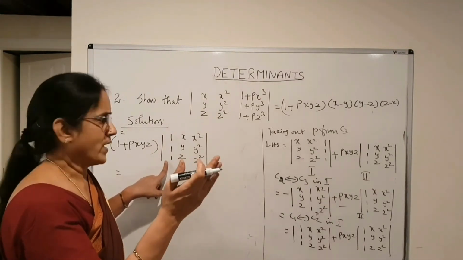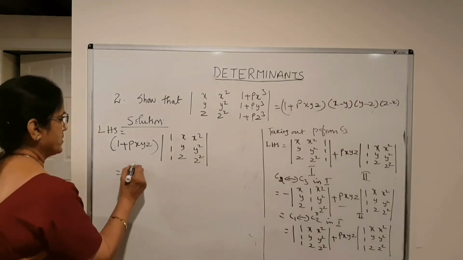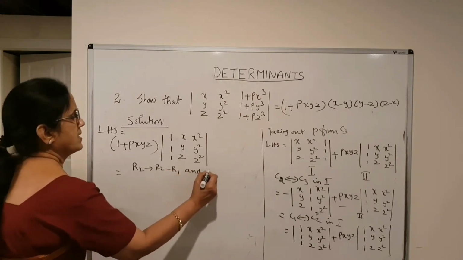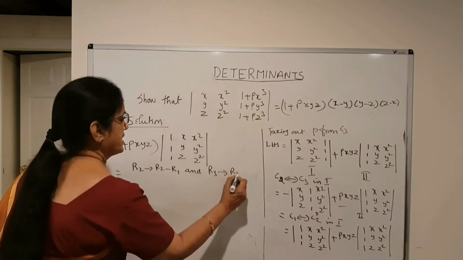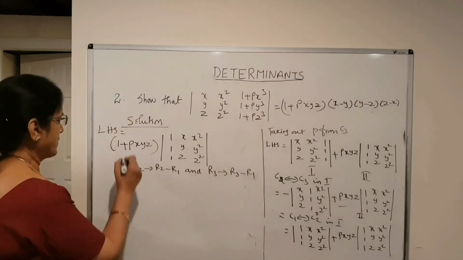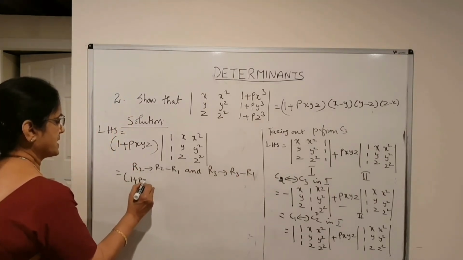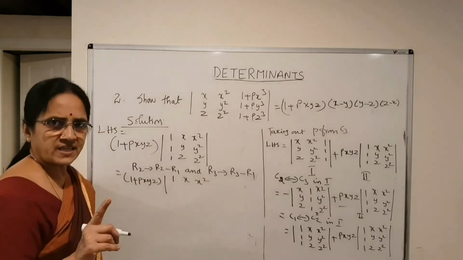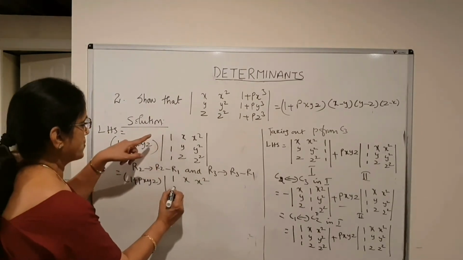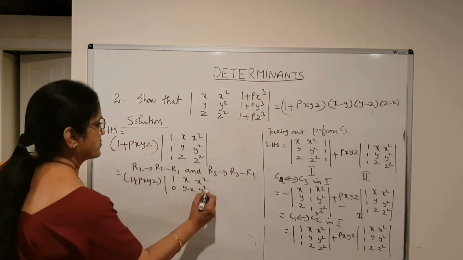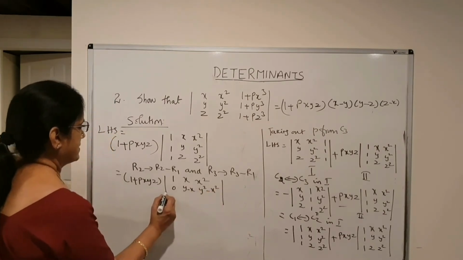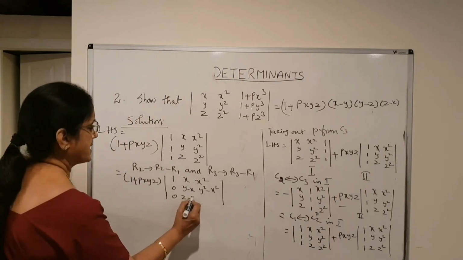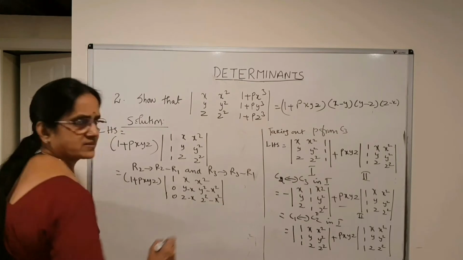So, what I am going to do over here, I am going to write R2 as R2 minus R1 and R3 as R3 minus R1. So, what will I be getting? 1 plus p, x, y, z into first row will remain the same. There won't be any change. Second row will become 0, y minus x, y square minus x square. Then R3 minus R1, 0, z minus x, z square minus x square.